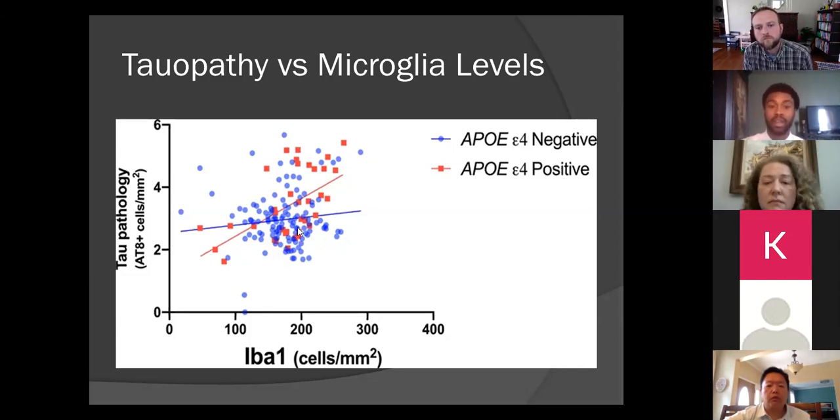And on this graph, you can see how in the APOE epsilon 4 positive trend line, there's a more positive correlation comparing the IBA1 to tau pathology, showing you there's a better correlation compared to the APOE 4 negative. You can see how the correlation is more a straight line compared to an upward slope line, showing you that there's more correlation between tau pathology and IBA1 in APOE epsilon 4 positive patients.